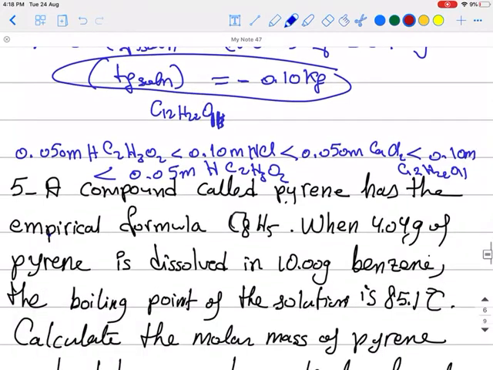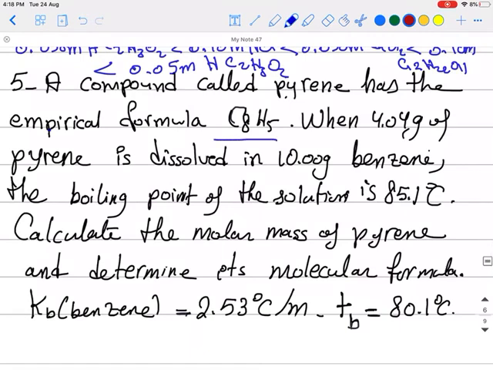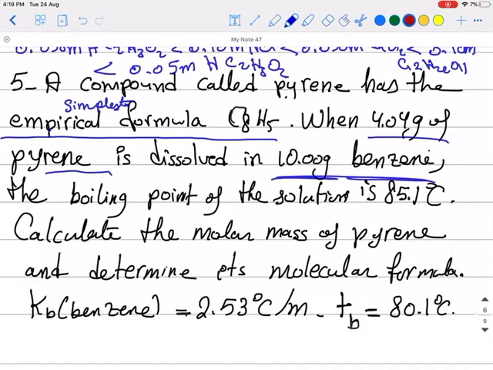Okay, now number 5. A compound called pyrene has the empirical formula C8H5. Empirical formula means the simplest formula, which is not necessarily the true formula. So we need to pay attention to this. When 4.04 gram of pyrene is dissolved in 10 gram of benzene, the boiling point of the solution is 85.1 degrees Celsius. So this is T boiling for the solution.